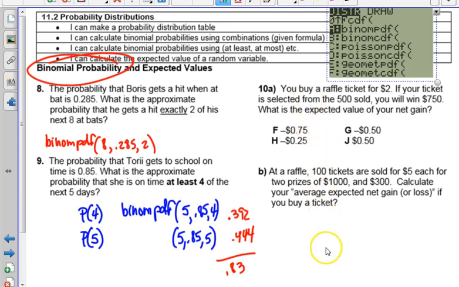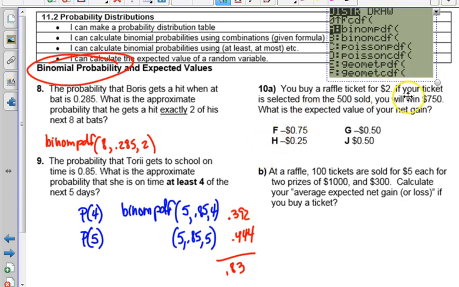All right, expected values on there. Anybody remember how expected value goes? Is it on your reference sheet? Any kind of definition of expected value? No? Okay. The probability of success times the amount you would get plus the probability of failure times the amount you would lose. Remember that? Okay.